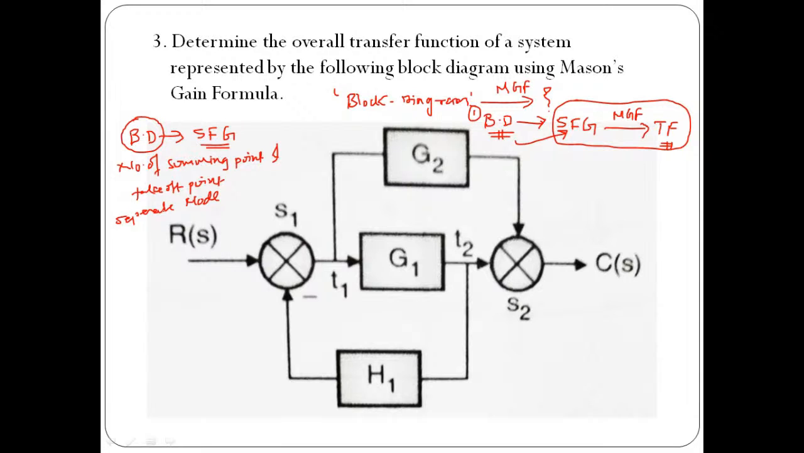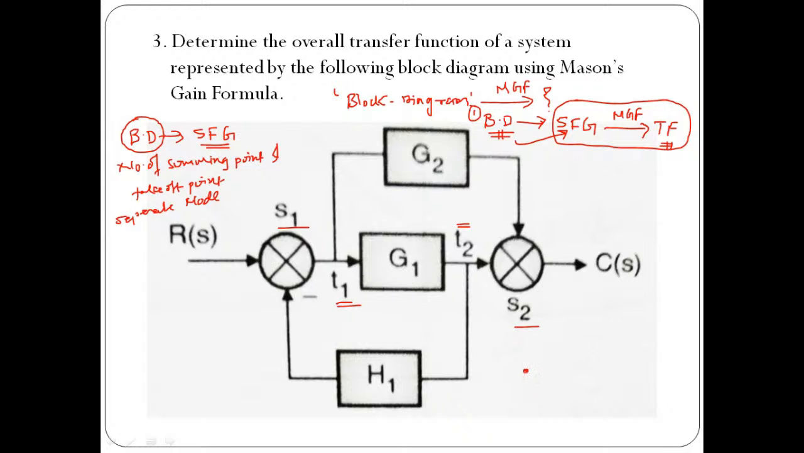So here we have a total of two summing points. First one is S1, second one is S2, and two takeoff points. One will be available at T1 and another one will be available at T2. So S1, T1, T2, S2 are the summing points and the takeoff points available in this block diagram. So what we need to do, we need to indicate these summing points and takeoff points by separate nodes. For example, let me indicate them over here.